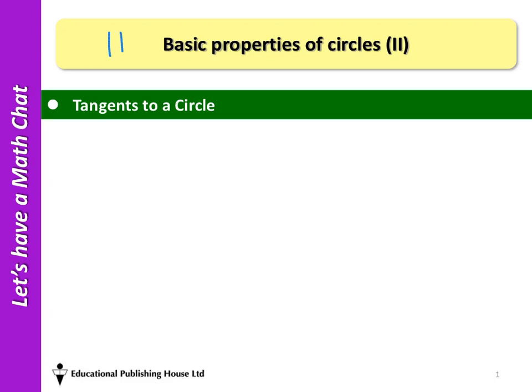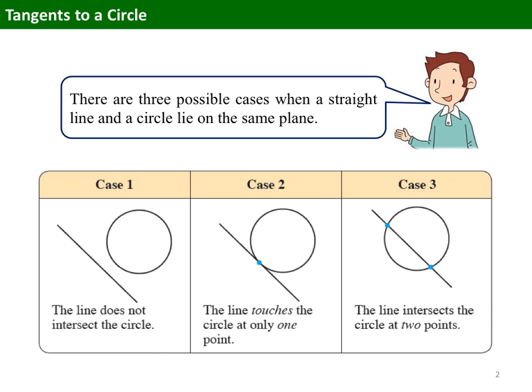Section 11.1. When a straight line and a circle lie on the same plane, there are three possible cases. Case 1. The line does not intersect the circle, which means the number of intersection points is 0.